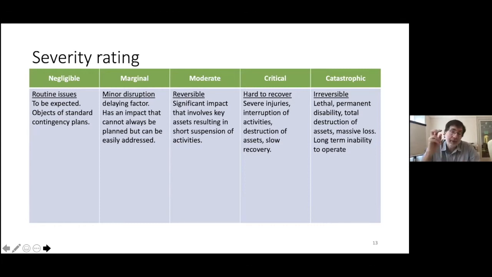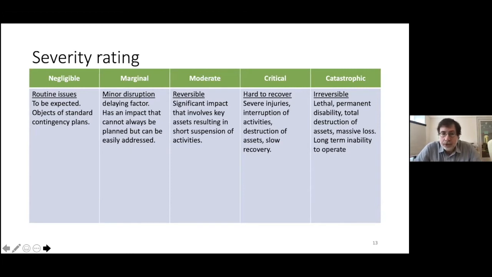Marginal means it will be a minor disruption if it happens. It will be delaying your activities. You would have hoped to be able to plan for it, but it's not always possible. It's not a major impact. It's more like a hindrance. And negligible, the damage is negligible.